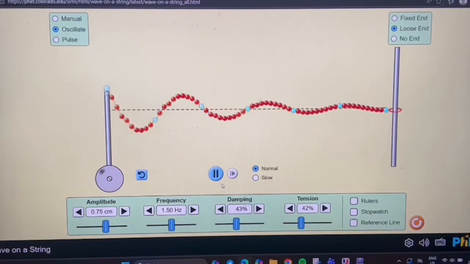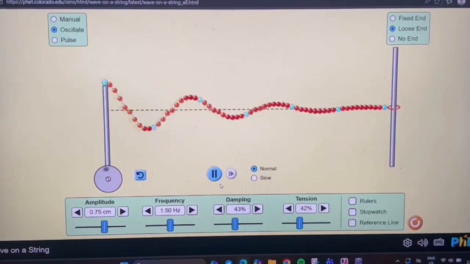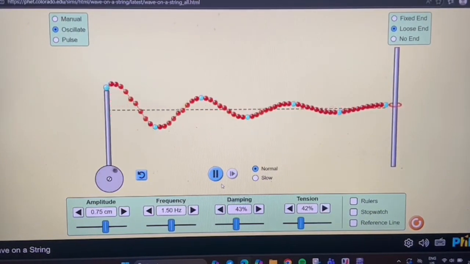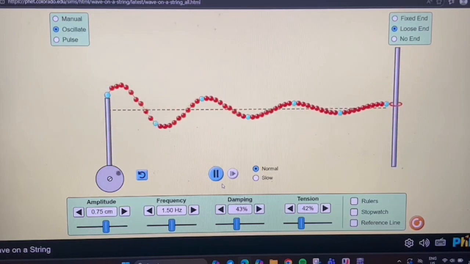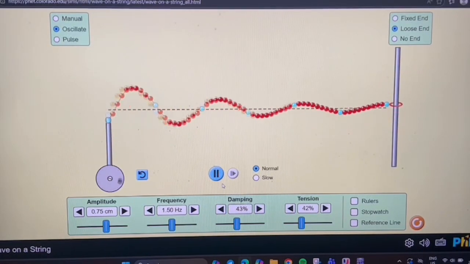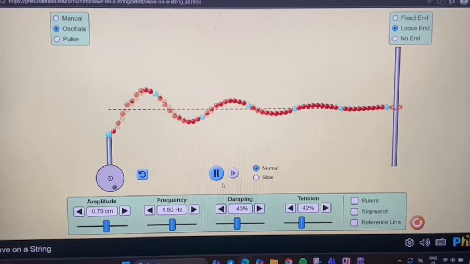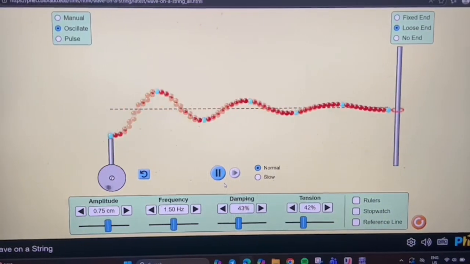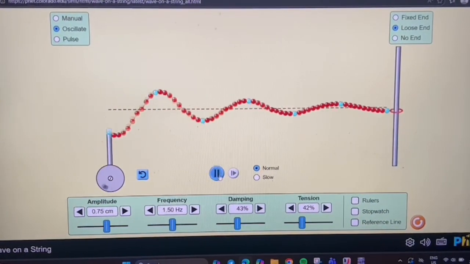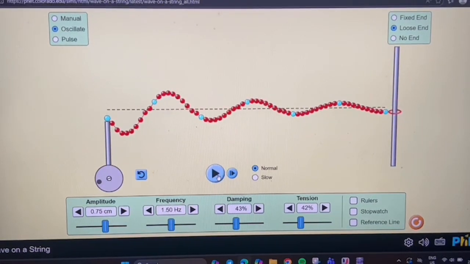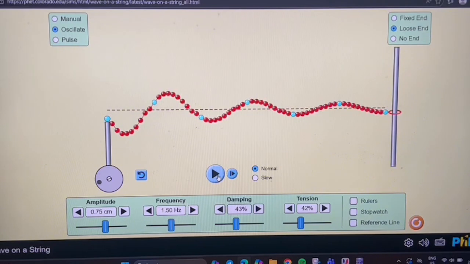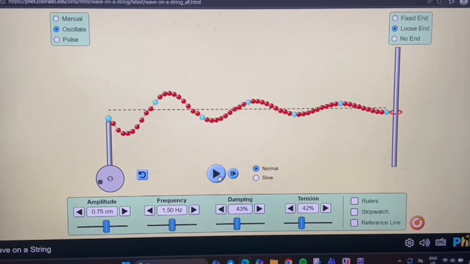Medium damping causes a partial energy loss, resulting in a reduced reflected amplitude. And this shows that reflection orientation depends on the boundary condition rather than the damping. So to conclude for the loose end part, the result shows upright reflection because the free boundary allows maximum displacement and prevents phase inversion, regardless of damping or tension.